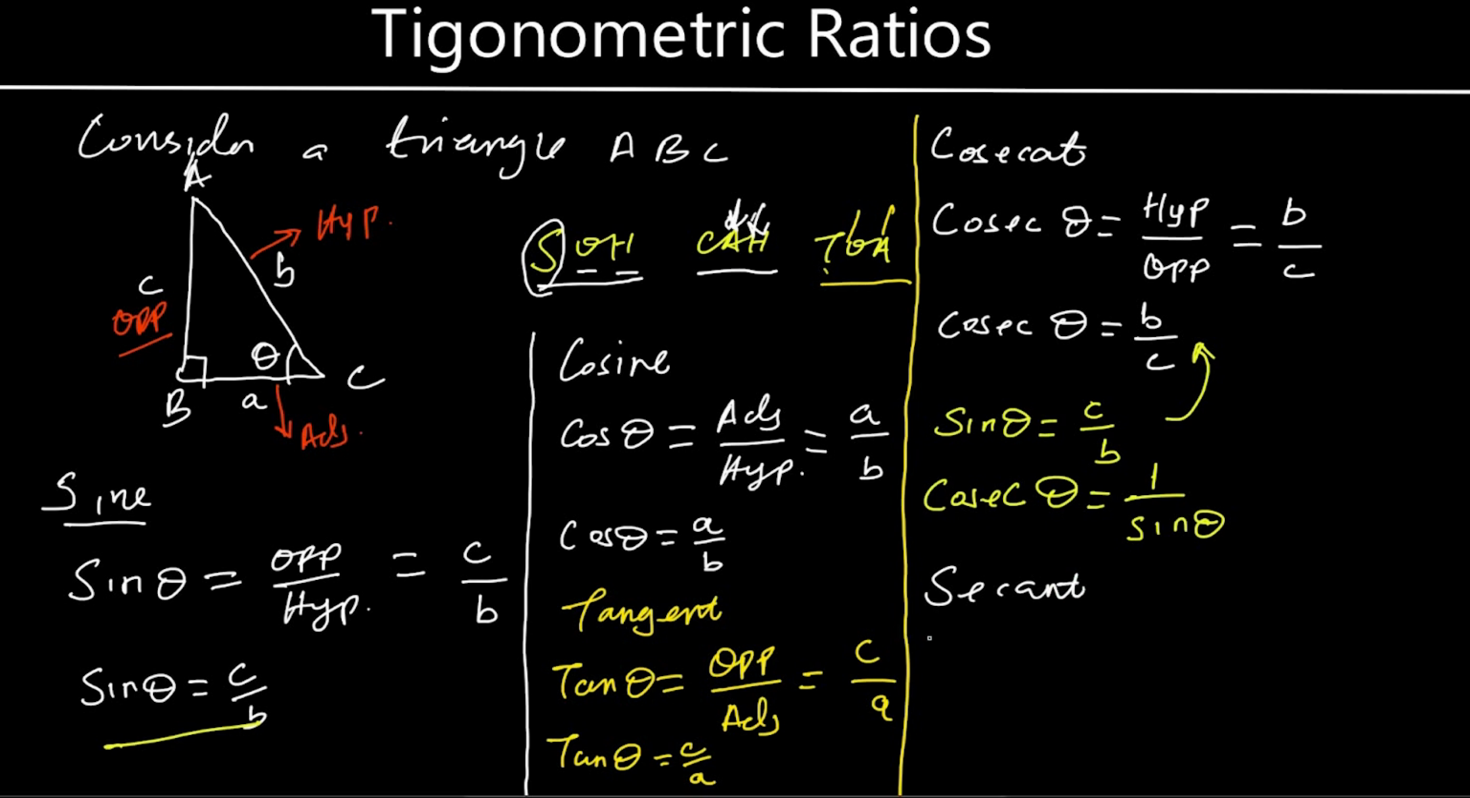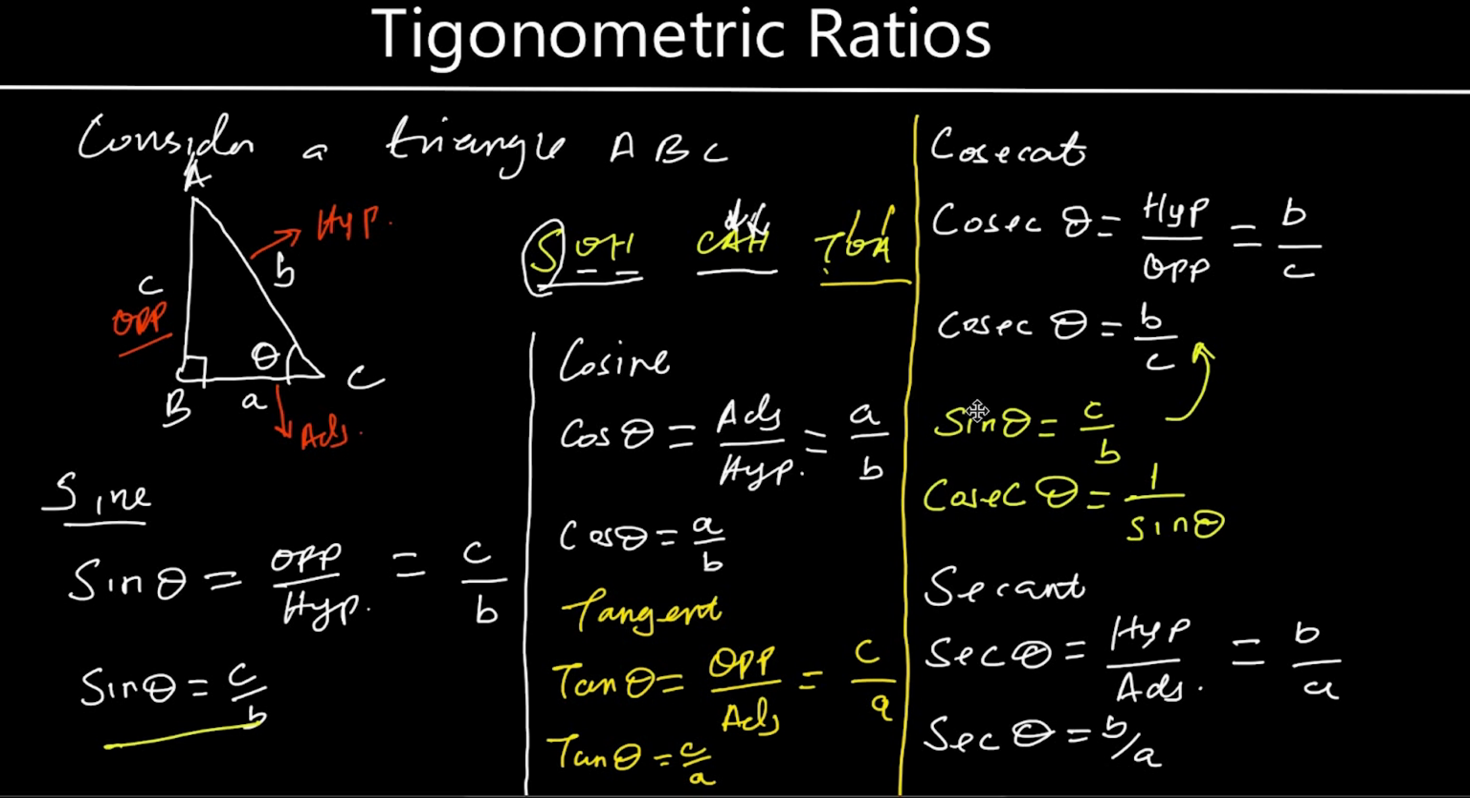We can say sec is shortened so that it is sec. So sec theta is defined by the hypotenuse divided by the adjacent side. The hypotenuse side is letter B, so it is B divided by the adjacent side, which is letter A. And we can say sec theta is equal to B divided by A.